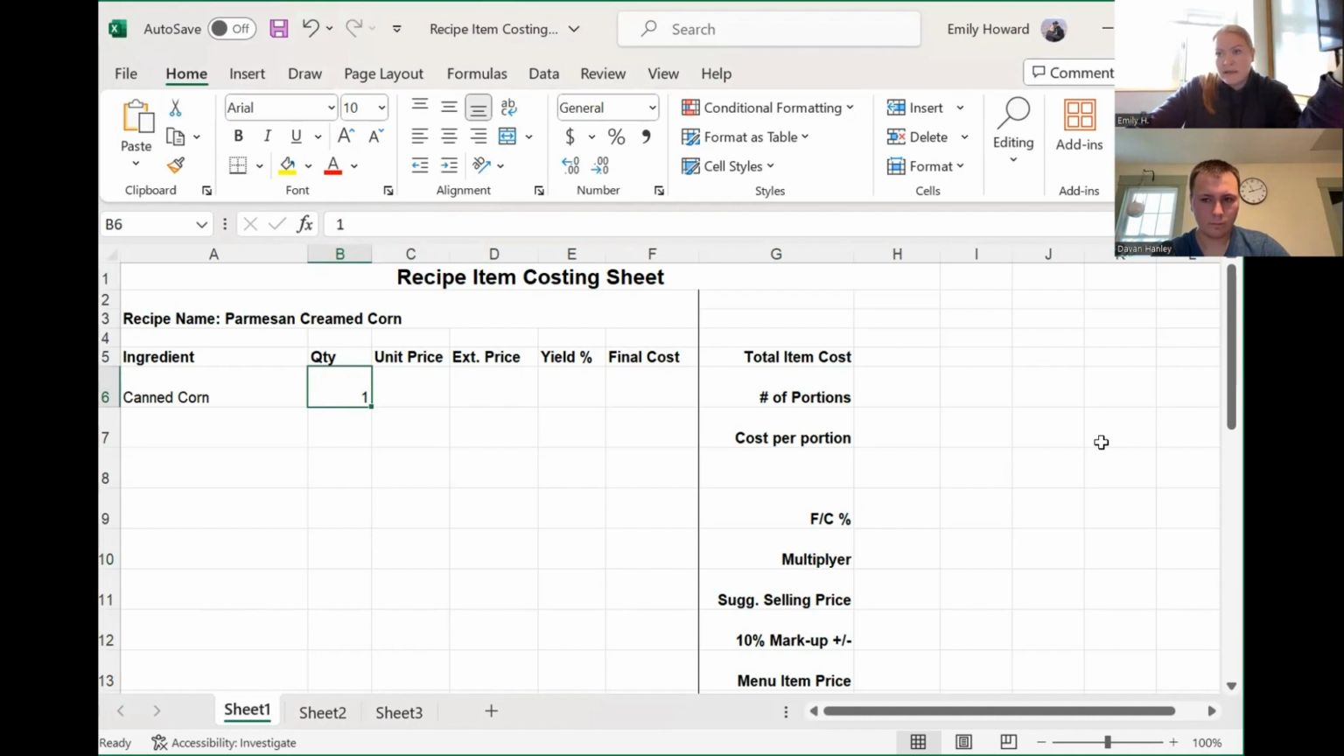So I don't need 2 cans. I just need the 1 can and I can cut it down in half. So I can do that. It's not a big deal. Or what you can do, because see on the right hand side, it says total item cost, and then your number of portions. The number of portions is your yield. So if your recipe is written for 6, you're still going to get the cost for just 1 portion, because you'll divide it by 6. Does that make sense?